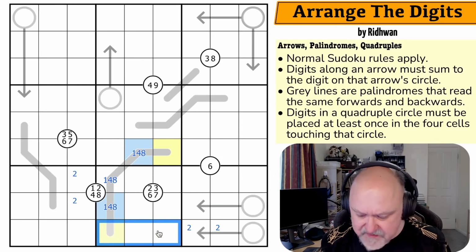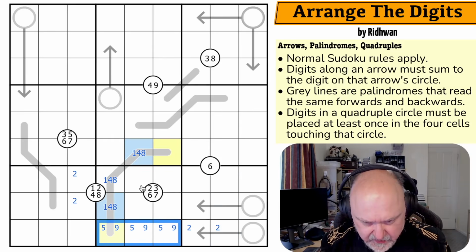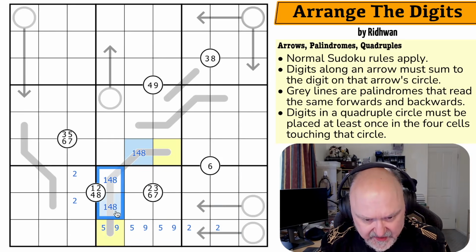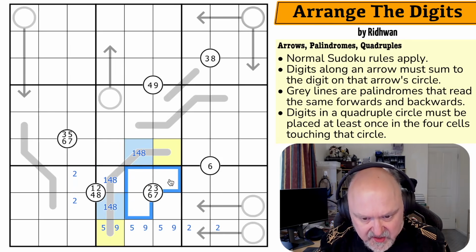But I can see that there's a 5 and a 9 down here, because I can't put 5 or 9 in here, because these are from 1, 2, 4, 8. So there's no 5 or 9 in those cells, but I can use 1, 2, 3, 4, 6, 7, and 8. So 5 and 9 must be down here.